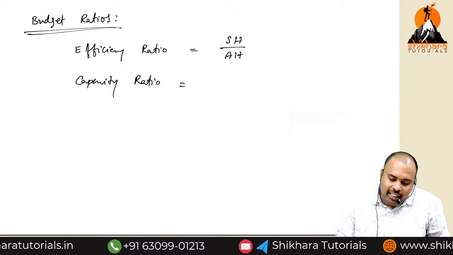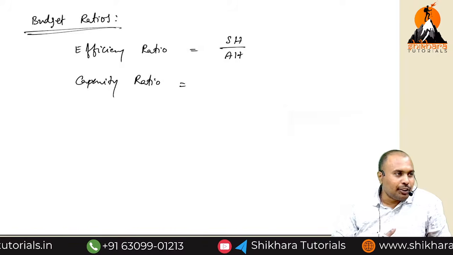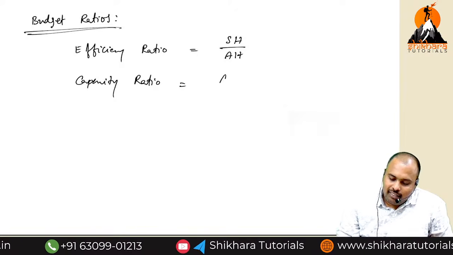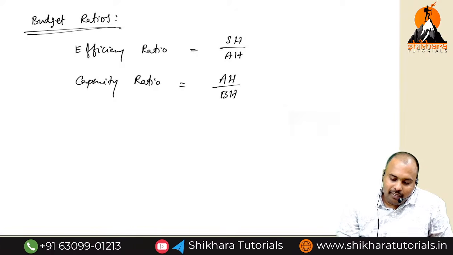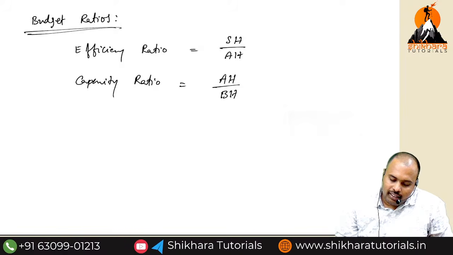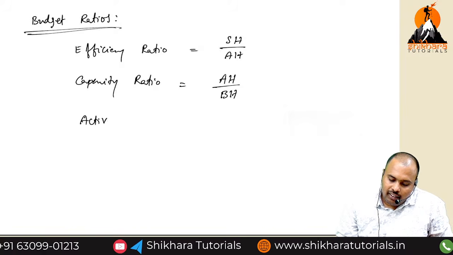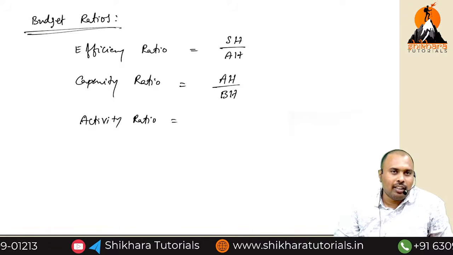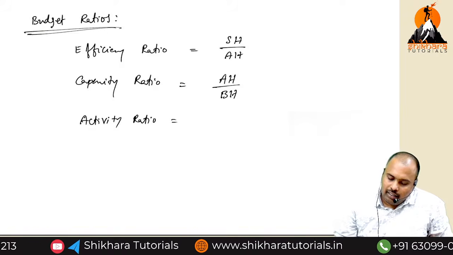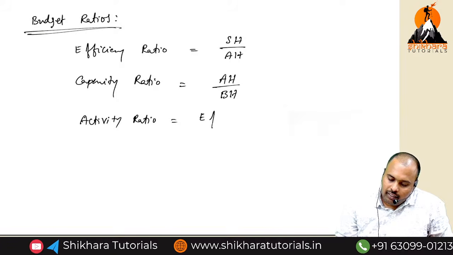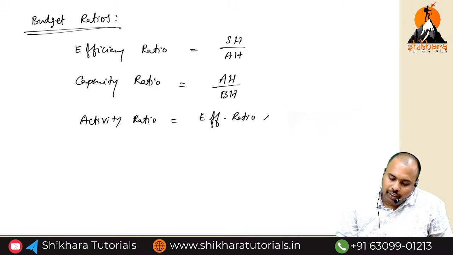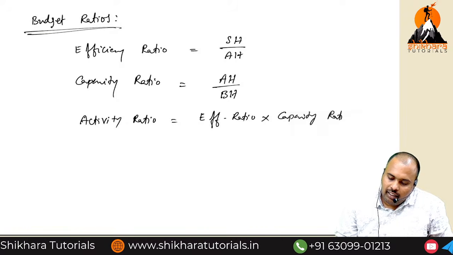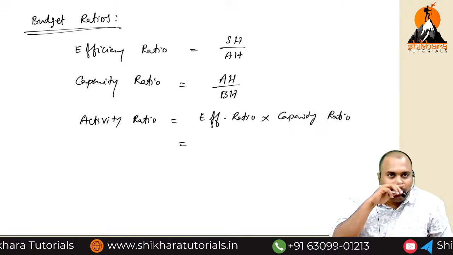Next, capacity variance. What is capacity variance? Capacity ratio. AH minus BH. So AH by BH. Next, activity ratio. That's nothing but the percentage of work done. Clear? This is nothing but efficiency ratio into capacity ratio. Activity in the sense volume.